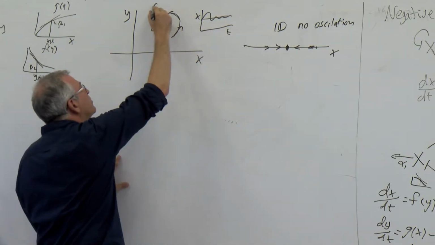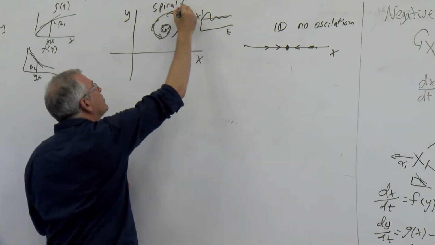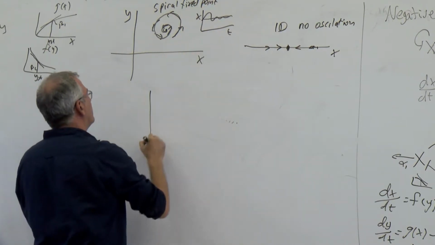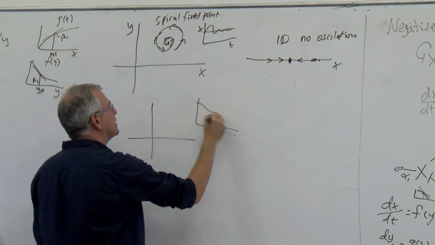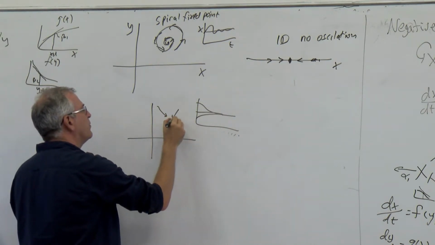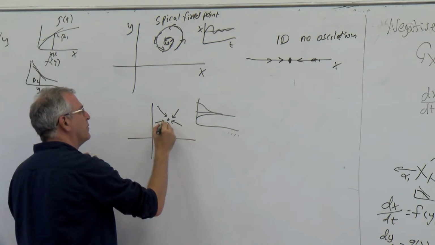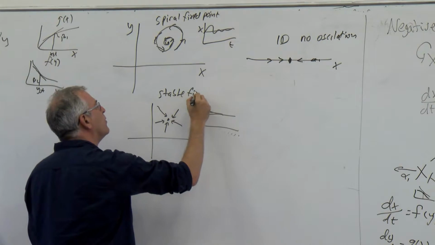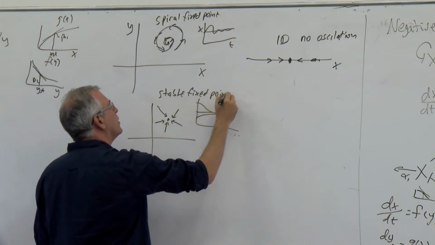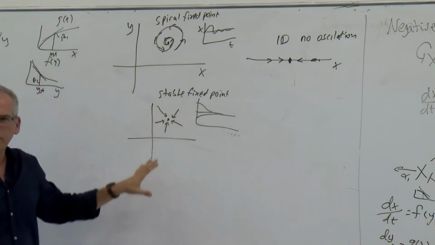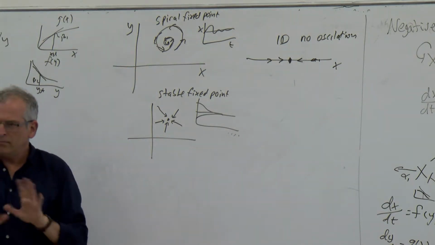This is called a spiral fixed point. And in the overdamped oscillation case, you have a fixed point, and wherever you are, you go to it, like that. This is called a stable fixed point. So those are the options for this equation, a spiral fixed point or a stable fixed point.